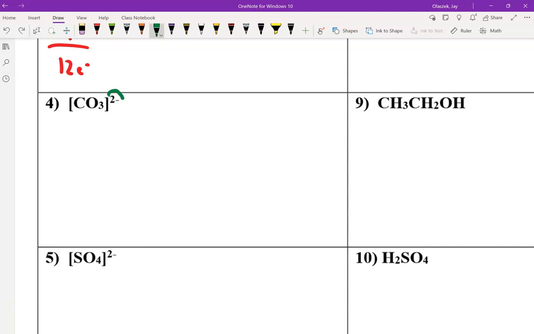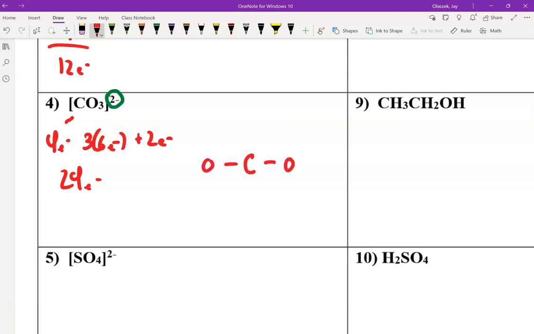This is a polyatomic ion with 2 extra electrons. That means we have carbon with 4, 3 oxygens each with 6, plus 2, because this is a polyatomic ion. And so, 4 plus 18 is 22, plus 2 is 24 electrons. Well, let's keep things simple, and we'll put the carbon in the middle, and I'll put an oxygen on either side to make 3. We have 24 electrons. We've used 6 electrons in the bonding. That leaves us with 18.